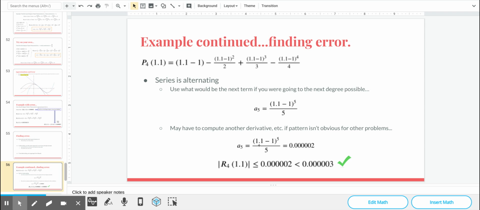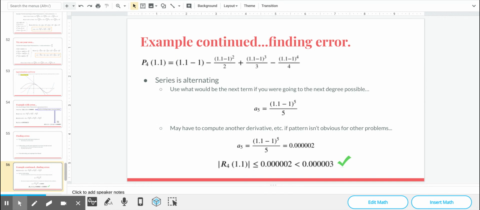This number, which I have right here, is your maximum error. If you calculate (1.1 minus 1) to the fifth divided by 5, we get this decimal. What that tells me is the remainder for the fourth degree Taylor polynomial at 1.1 is definitely less than or equal to, because this was the maximum error, 0.000002, which is definitely less than the number we started with. So we're good. Again, for an alternating series, pick the next term in the series. If you see a pattern, you can use the pattern. If you don't see the pattern, you'll have to actually construct this next term and plug in your input value. But hopefully there's a pattern and it's a little bit easier.